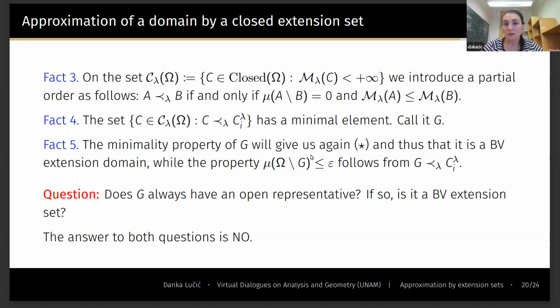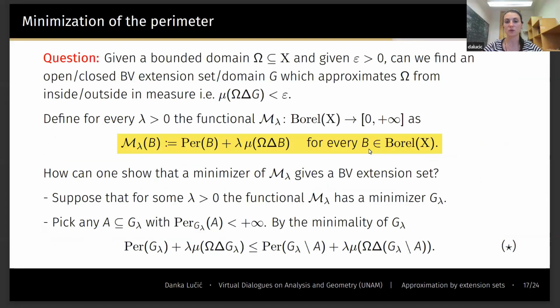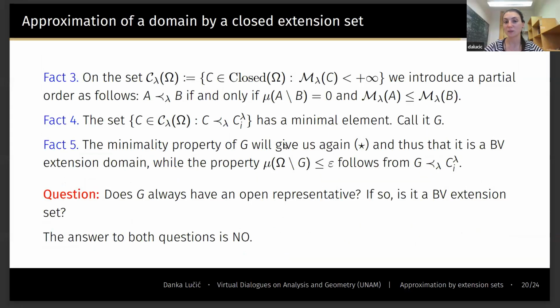How do we now conclude? The minimality, in this sense, is enough to use again the same procedure I was showing here by using the minimality of G lambda. Still, this kind of minimality is enough to use the same procedure and show that this is a BV extension domain. And it will still have this property because we took the set in this class. Okay, so this is how we overcome this problem.